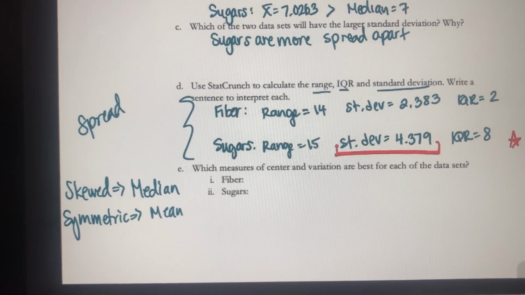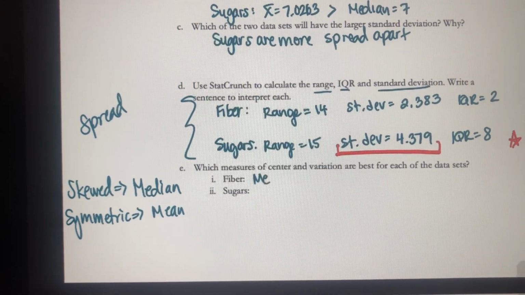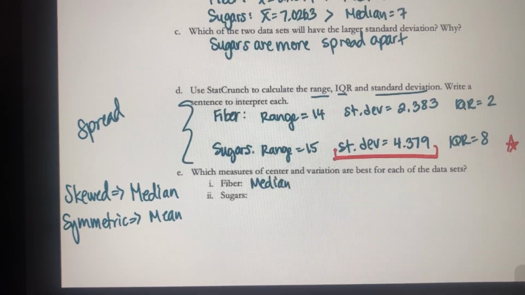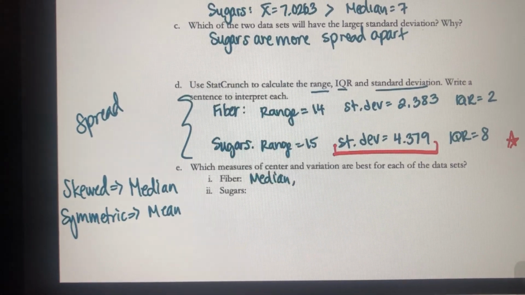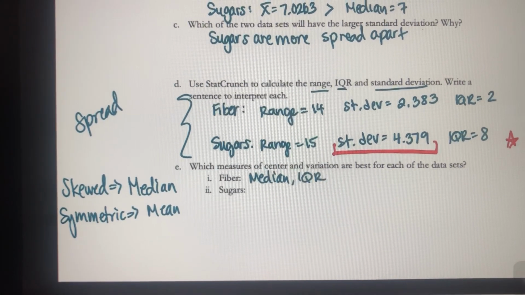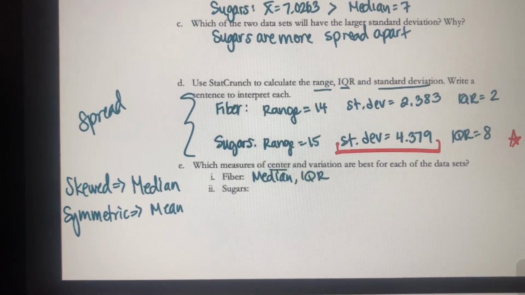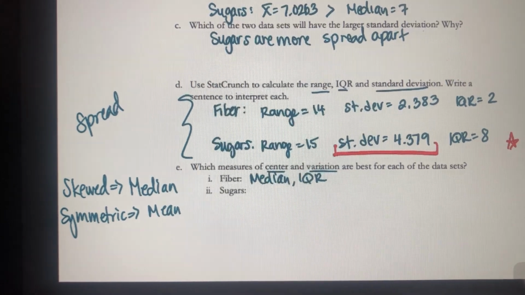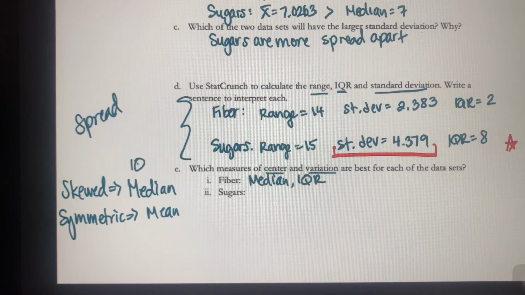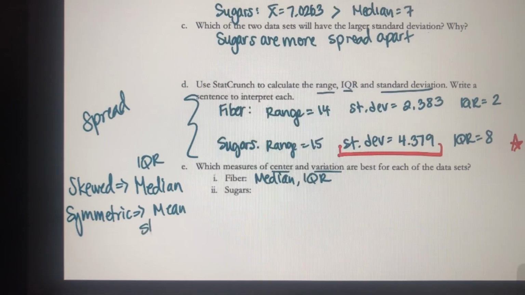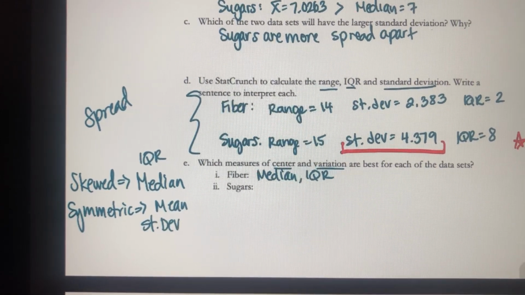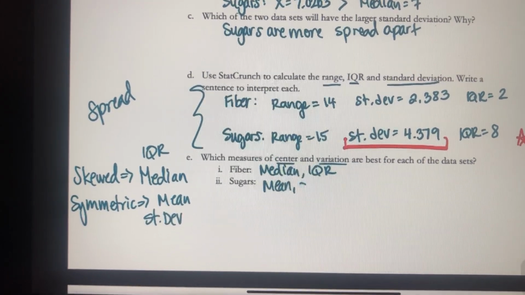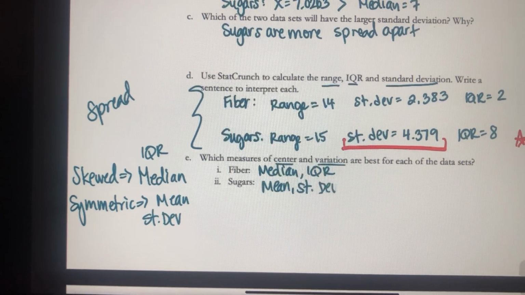Okay, well, fiber was skewed to the right, which means we're going to use the median. We could also use the IQR, center and variation. So the median goes with the interquartile range, and the mean goes with standard deviation. For sugars, we're going to use the mean, and we're going to use the standard deviation as your measure of variability.